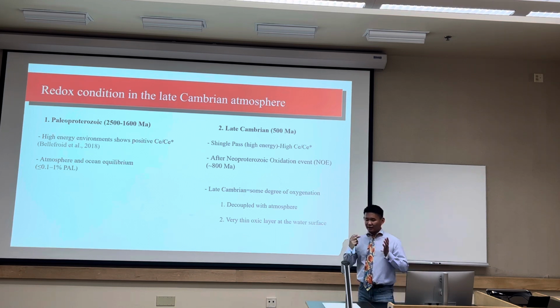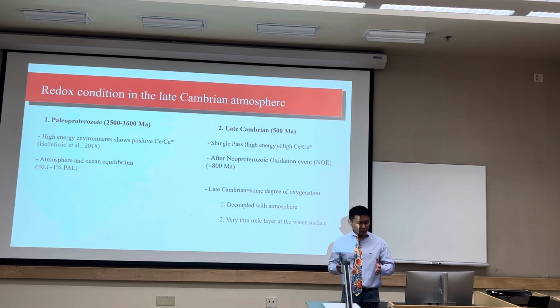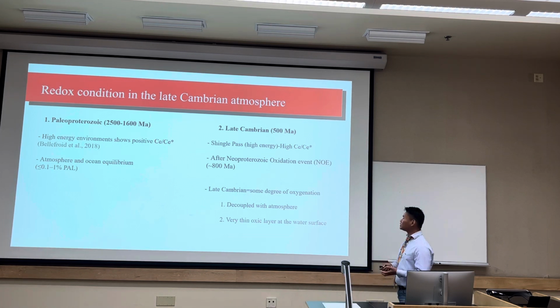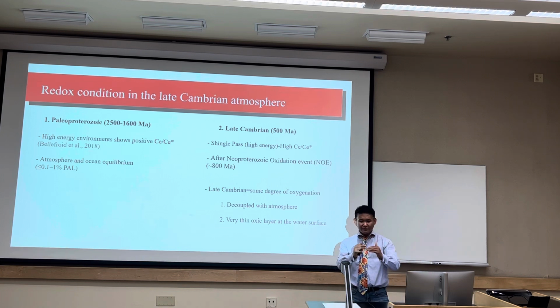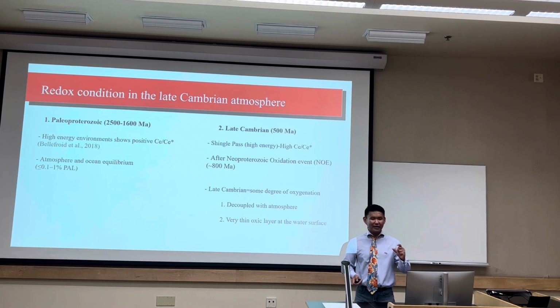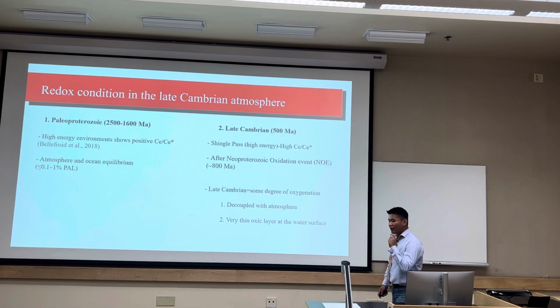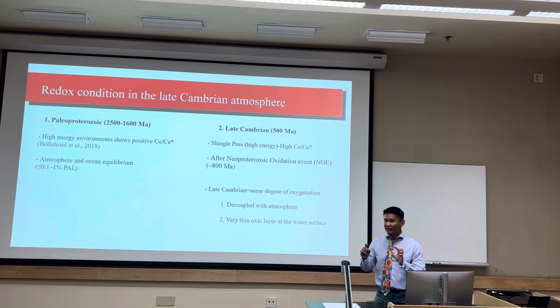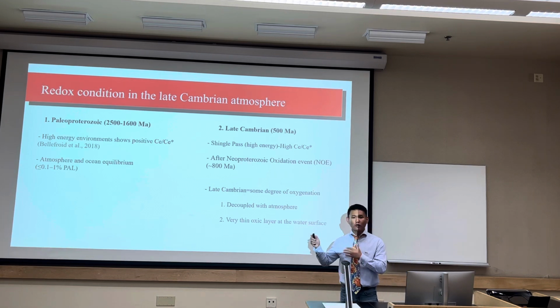So why does the atmosphere have some kind of oxygenation, but the high energy environment still shows anoxic condition? The possible reason could be that during the Late Cambrian period, the ocean and atmosphere were not in equilibrium, they were decoupled. Or it could be still a very thin oxygen layer in the Late Cambrian ocean, but this layer is so thin that it's even above the Shingle Pass section and is not shown in our section.